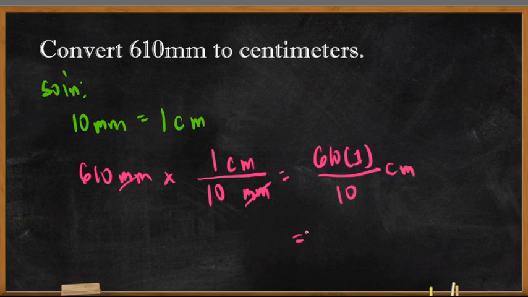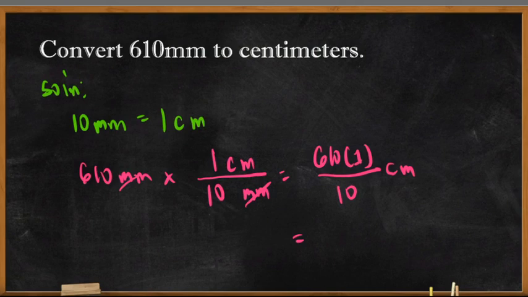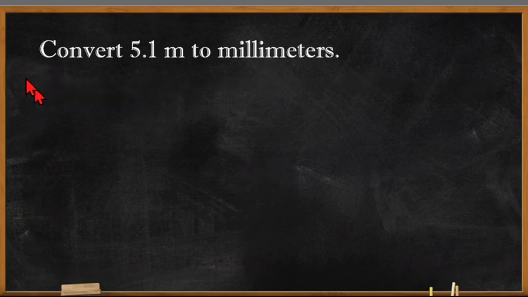So we will now go with our calculator. 610 divided by 10 will be equal to 61. So our answer will be 61 centimeter. Next, now we have the next one. We need to convert 5.1 meters into millimeters.